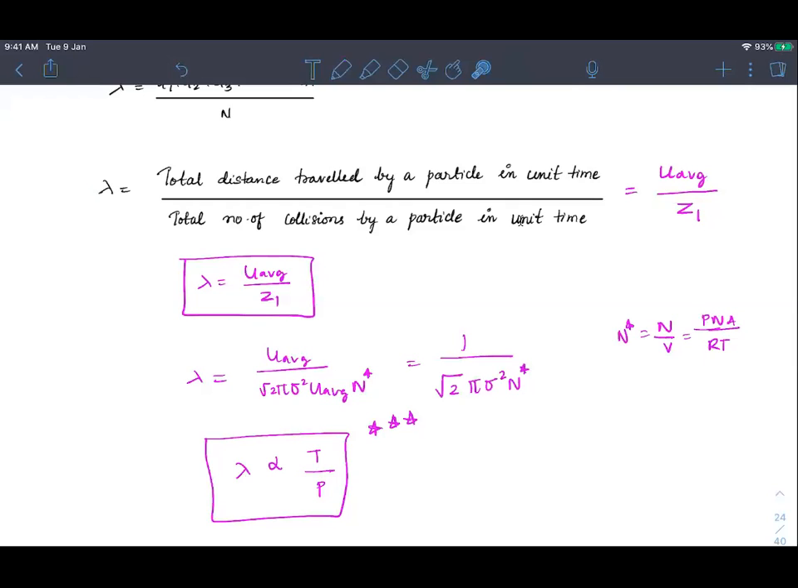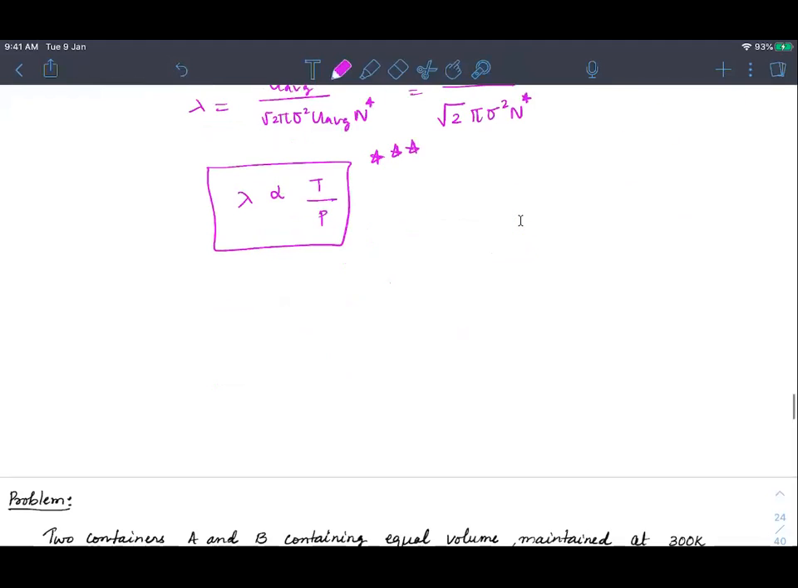Points clear, everyone? So the 3 important terms we learned, I'll just repeat: Z1, Z11 and lambda. You should revise these three well. This would be helpful for problems.